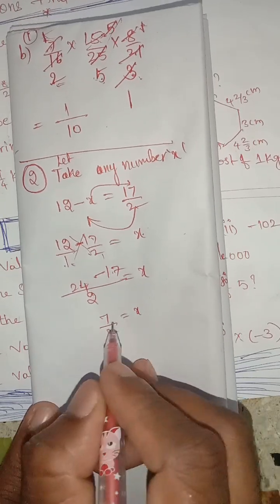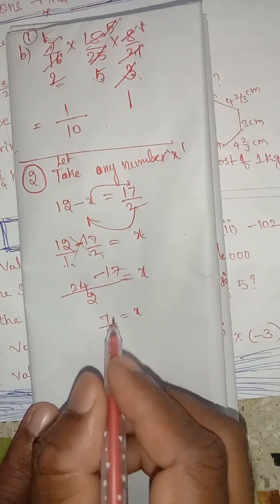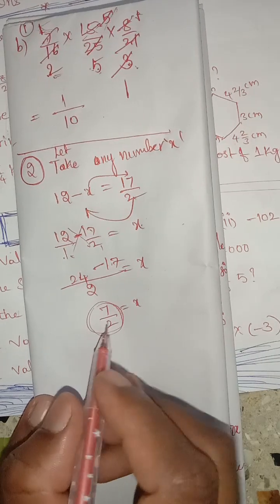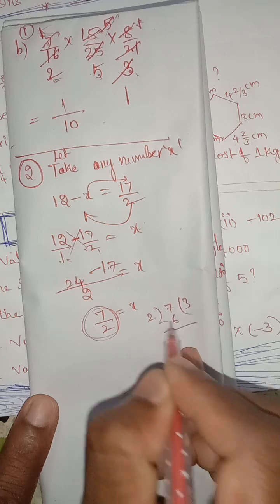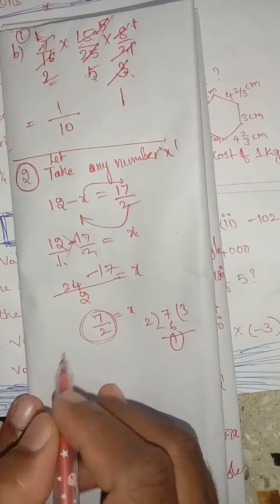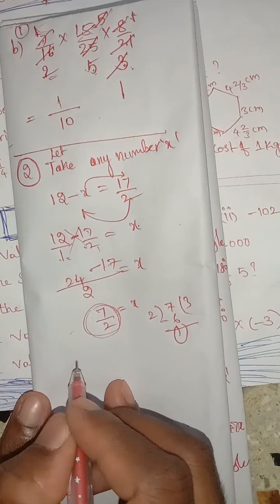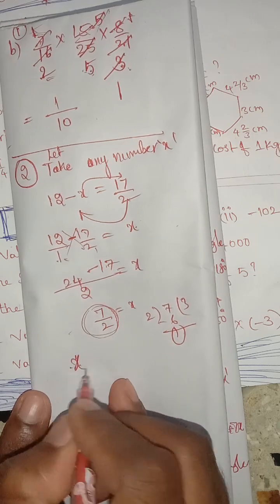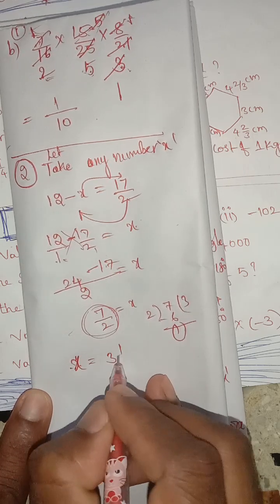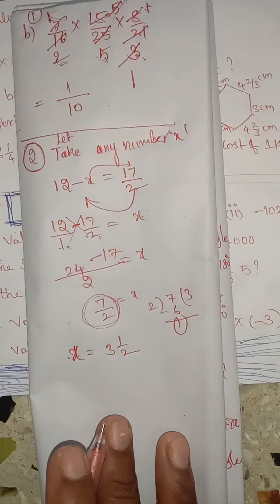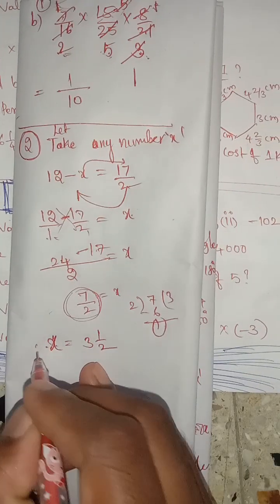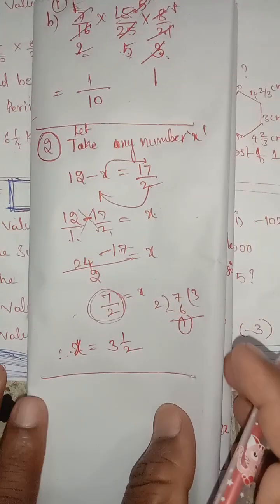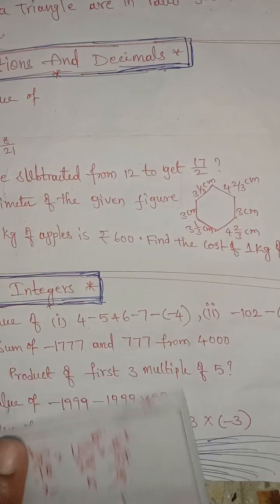So x value here is 7 by 2, but this is an improper fraction, convert into mixed fraction. 2 threes are 6, remainder 1, so 3 whole 1 by 2. Final answer x equals 3 whole 1 by 2. 3 whole 1 by 2 is subtracted from 12, we will get 17 by 2. This is the final answer for question number 2. Next one, question number 3.